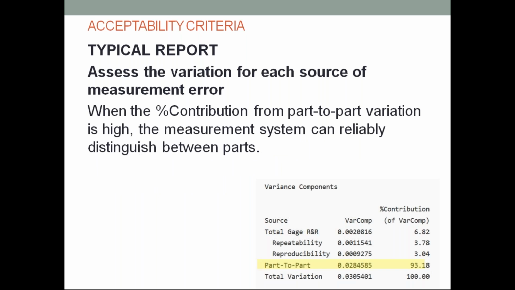When the percent contribution from part-to-part variation is high, the measurement system can reliably distinguish between the parts. And again, I mentioned earlier, you have to present parts that can tell it apart, or you're not going to pass your Gage R&R.